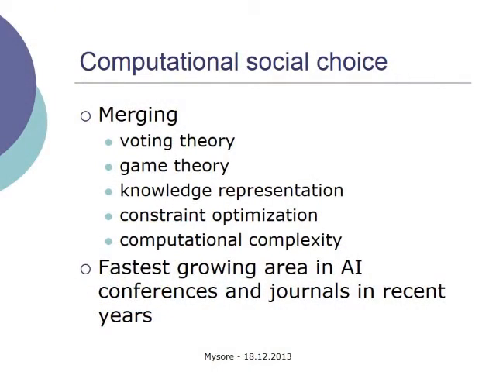Okay. So computational social choice is this area, which is a very fast-growing area in AI and multi-agent systems. It's the fastest-growing area in recent years. If you look at the readings of the large AI conferences, you will see that 10 years ago there was nothing about this in these proceedings. Now it's a very, very big area with many, many sub-areas inside, always present in these big conferences. And it merges voting theory, game theory, which I didn't get into, knowledge representation, constraint optimization, computational complexity, merges all of this to be able to address these issues and challenges for preference aggregation in multi-agent systems.